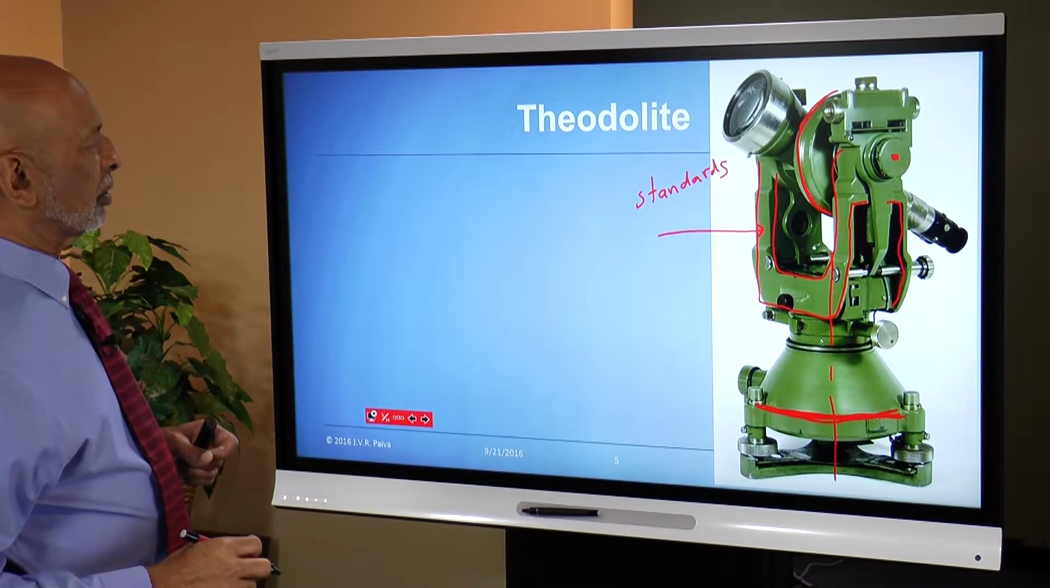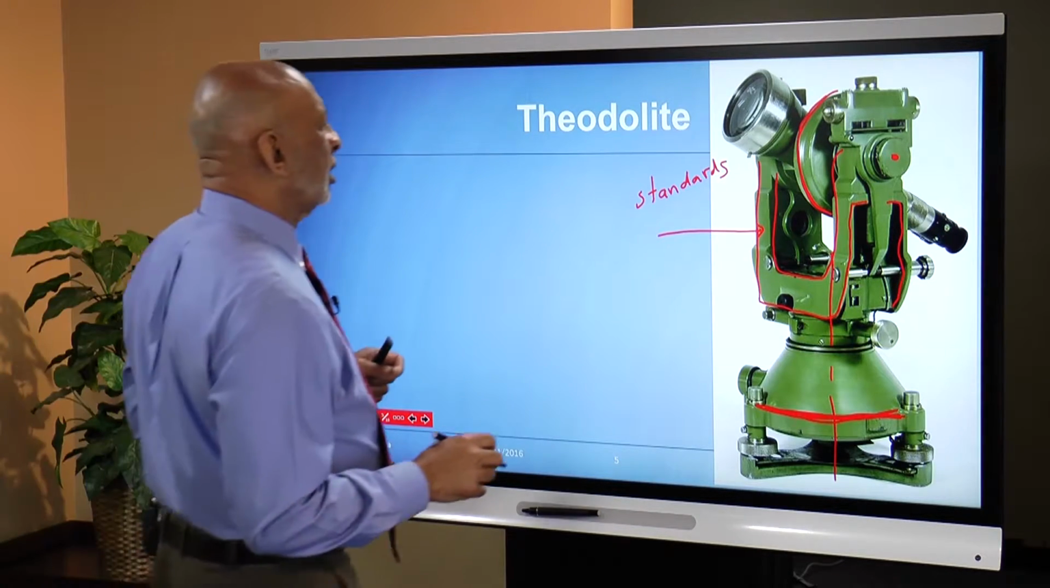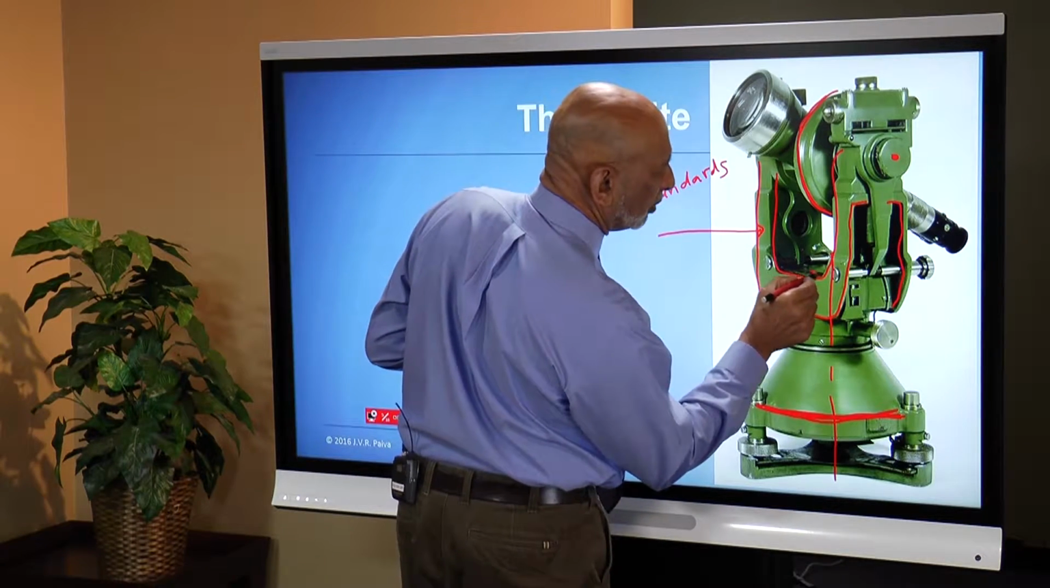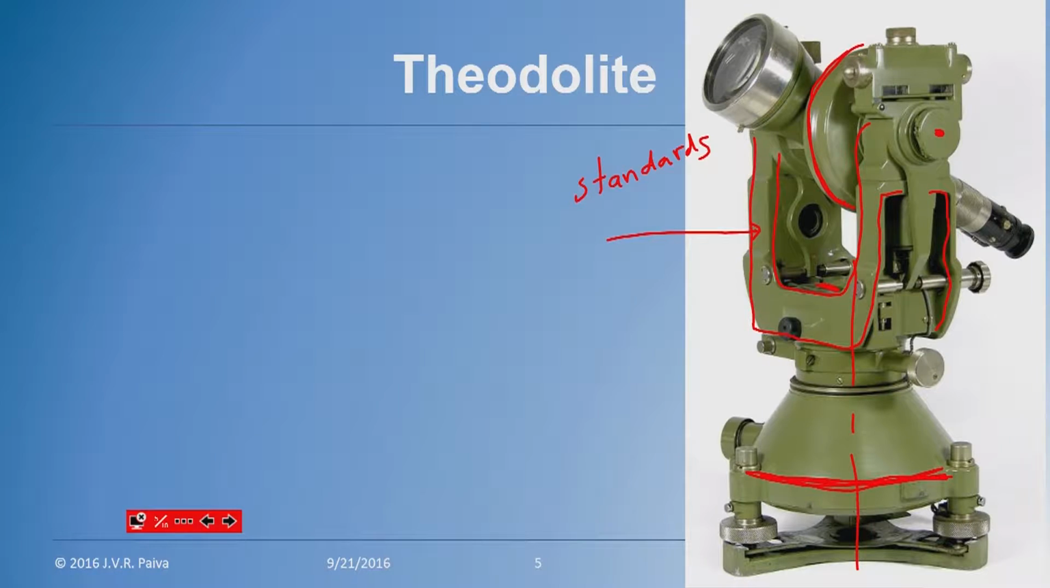So the vertical circle is also enclosed, with very few exposed parts. Sitting down here, which you can't really see in this photograph, is a level vial that goes from right to left as you are standing at the eyepiece end of the telescope. I probably don't have to tell you that this is the telescope right here. There's the eyepiece. This is the objective over at this end. And here's the leveling base.